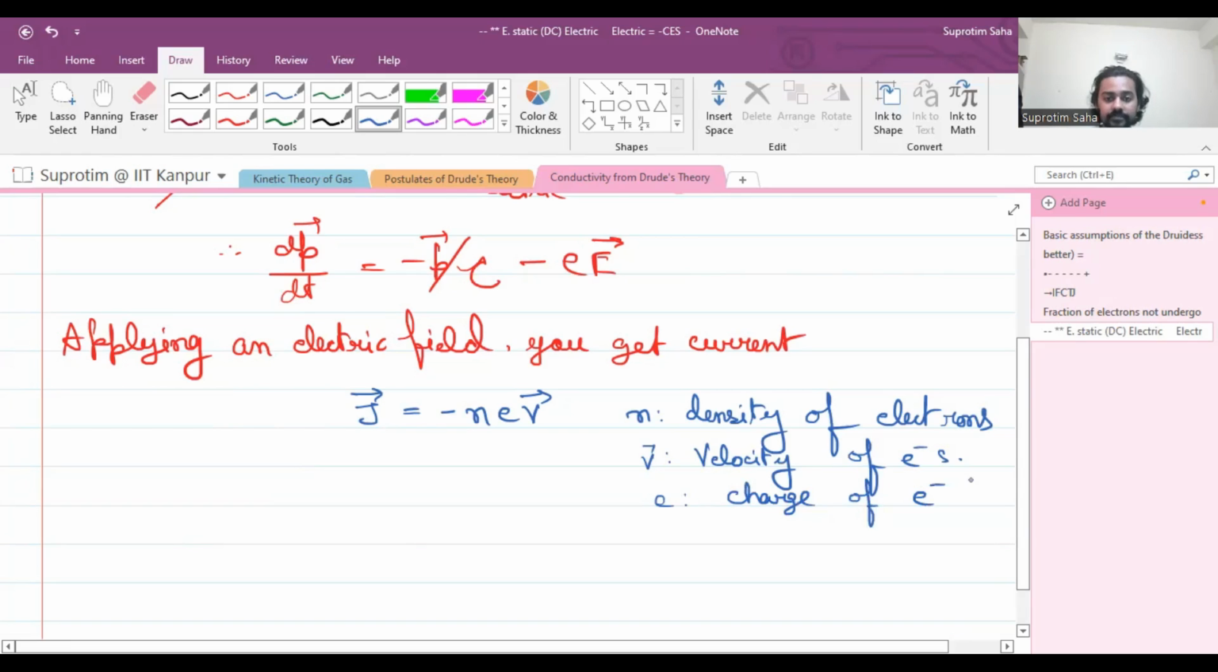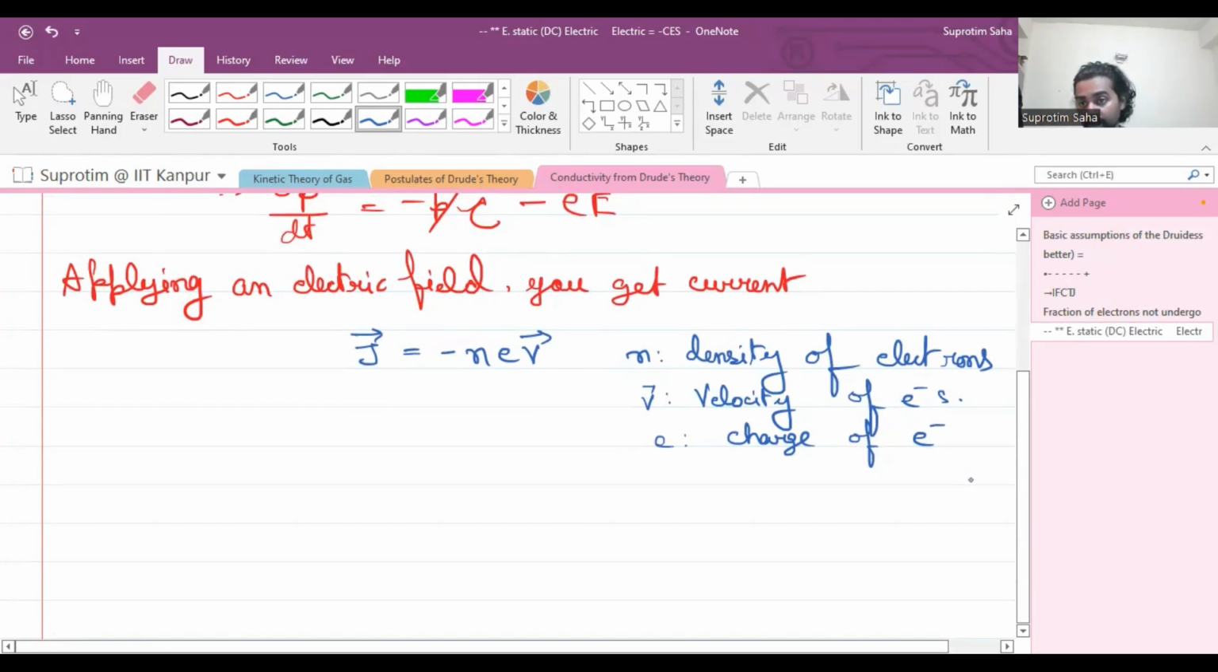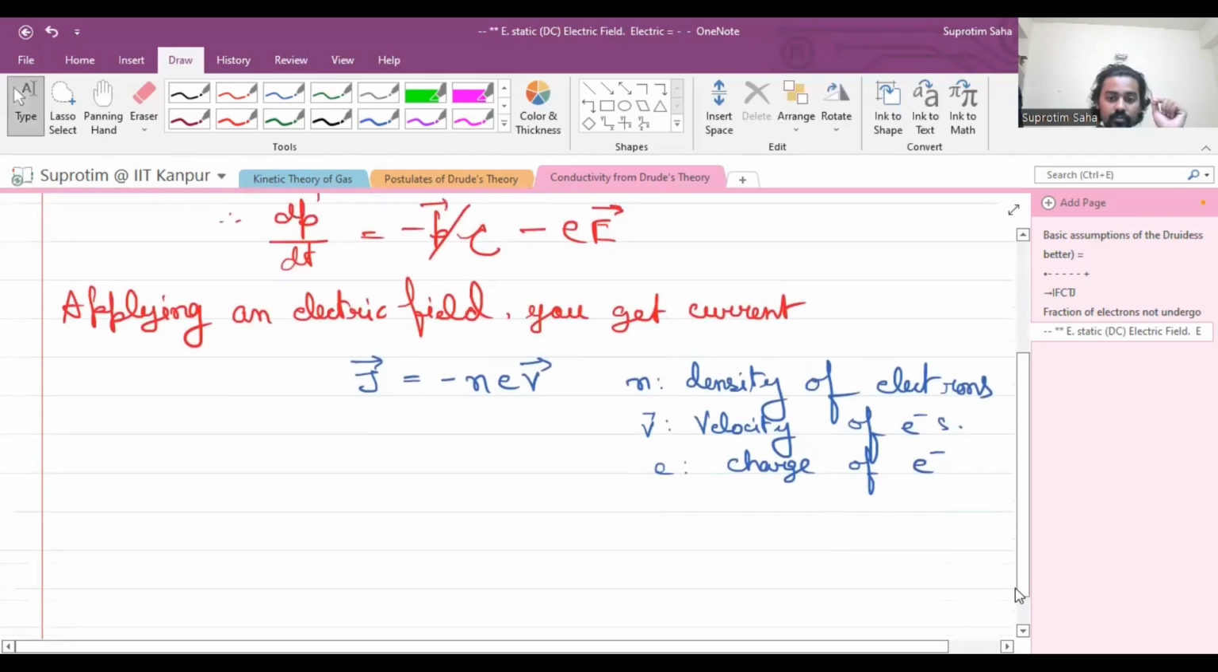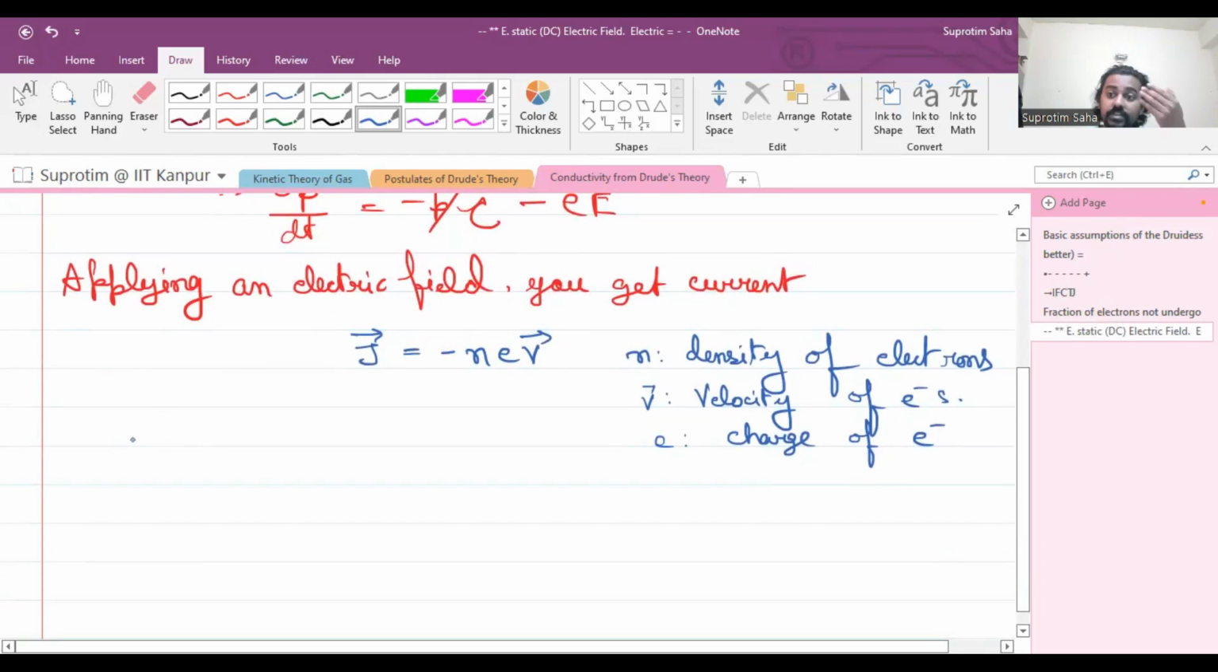Now to get a constant current across the sample that you are applying the electric field to, the velocity of the electrons needs to be constant. Just get this. For getting a constant current, you need to have a constant velocity of the electrons. And what does that mean? The constant velocity means the rate of change of momentum of the electrons is zero. So from the earlier equation, if you are to get a constant current, the constant velocity of the electrons, then surely your dp/dt needs to be zero.